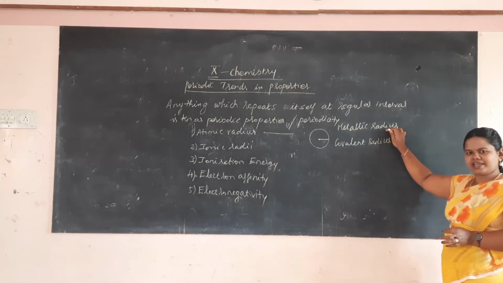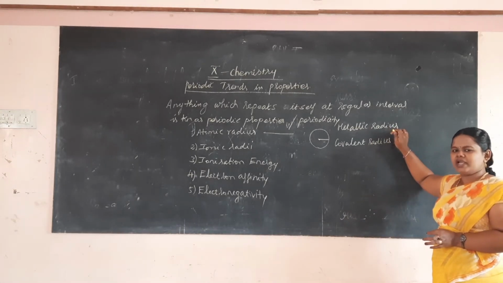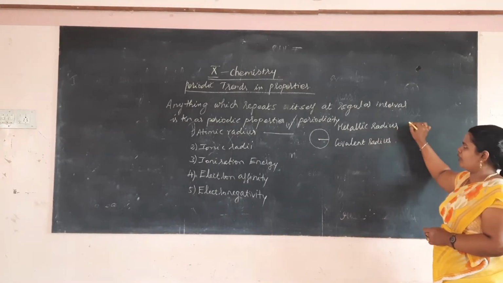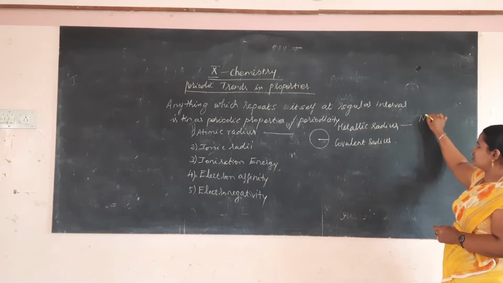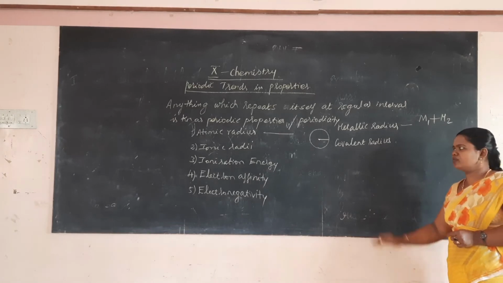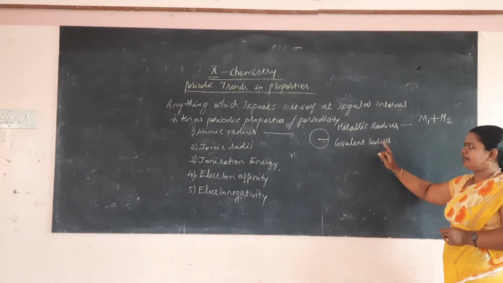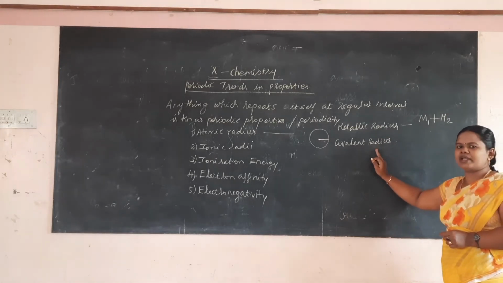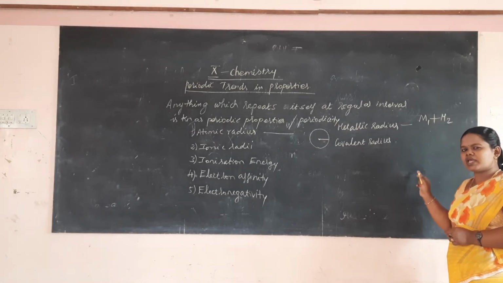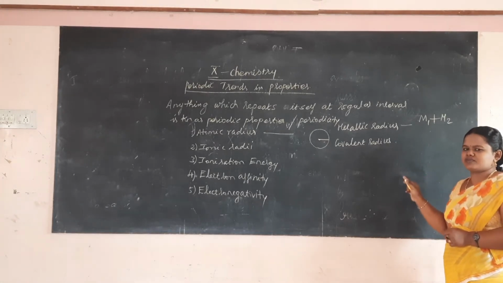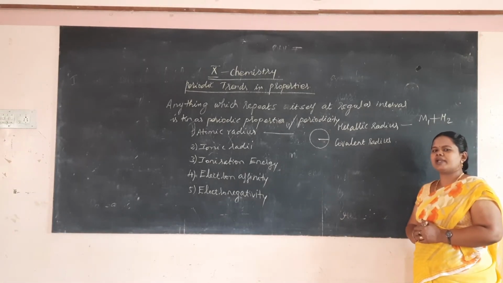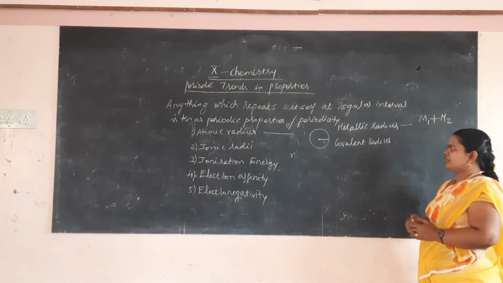What is the metallic radius? It is mainly applicable for metal atoms. It is half the distance between two adjacent metal atoms. And the covalent radius is applicable to non-metal atoms. It is half the distance between the nuclei of two covalently bonded atoms in a molecule. That is known as the covalent radius.